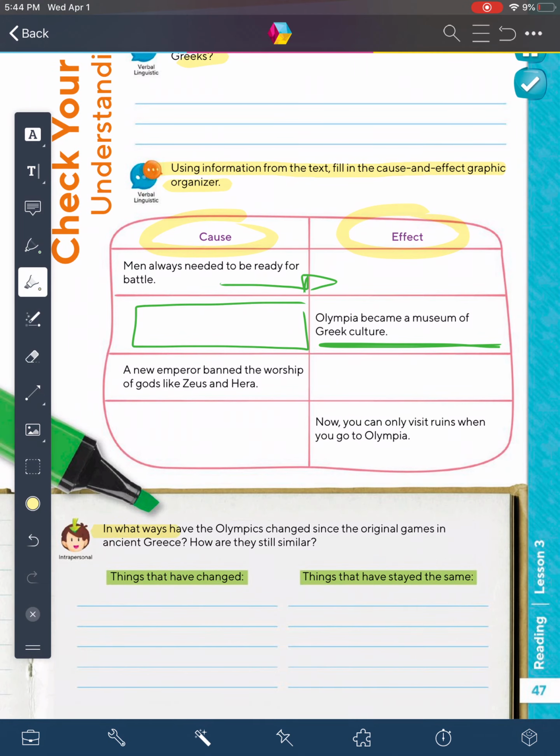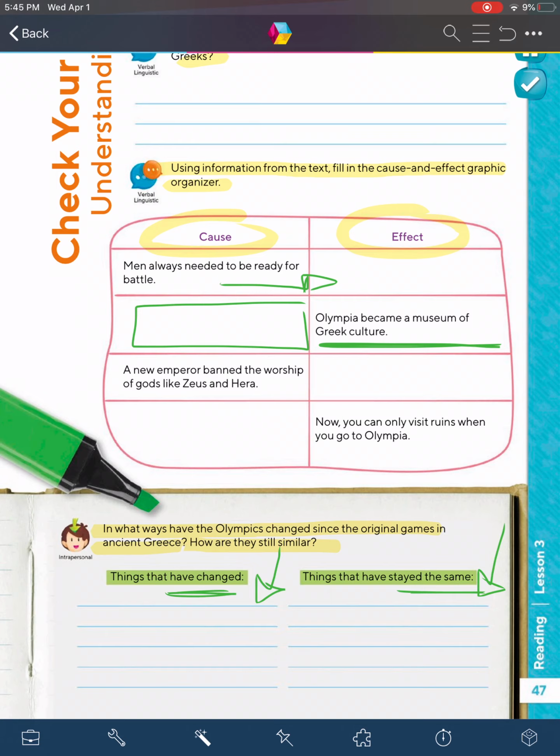In what ways have the Olympics changed since the original games in ancient Greece? And how are they still similar? So on the left side, you have to find things that have changed. Think about the Olympic Games years ago and think about the Olympics nowadays. How are they different and how are they the same? As soon as you're done, and if you're not sure, you can do some other research with the internet help.